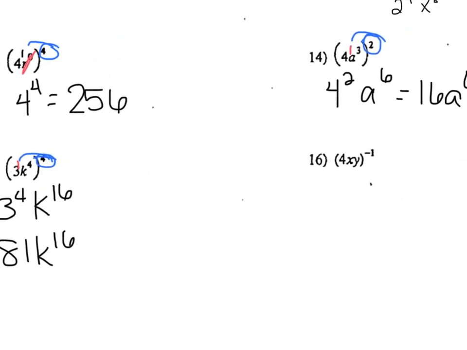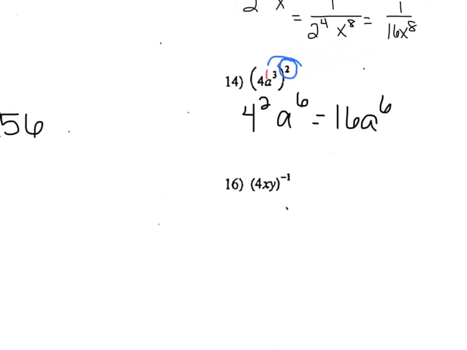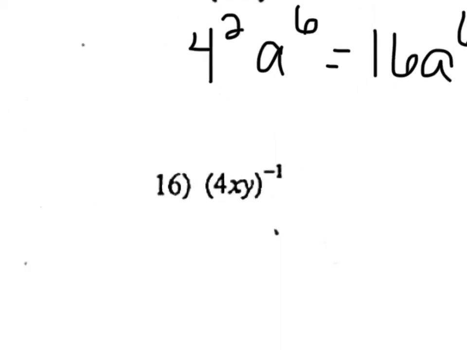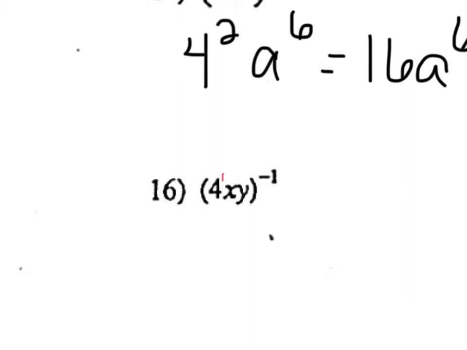Last of these 6 before you start doing some more. Number 16. This time the exponent that we're going to be distributing is a negative. Well, let's fill in the missing exponents here. And it's actually all of them have the missing 1. So when I distribute that -1, they're all going to be exponents of -1.